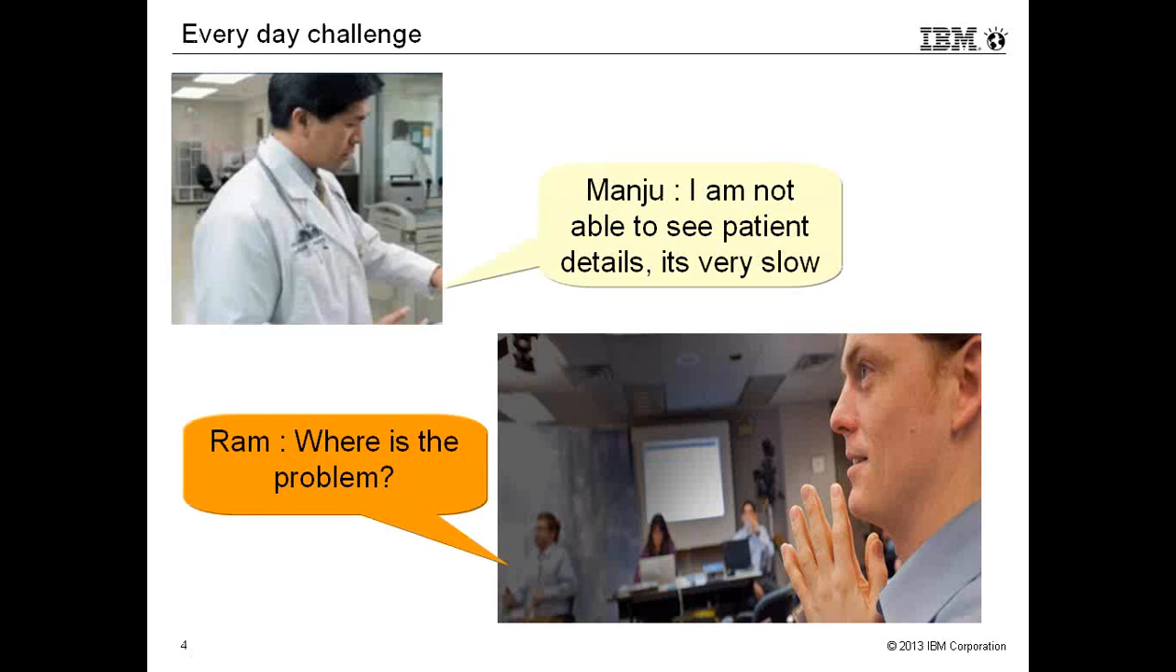For most of you, it may not be a surprise when you get a call saying, hey, I'm not able to access an application. In this example specifically, let's take a use case. Manju is the doctor. He is trying to retrieve patient data in a system, but it is very slow. And he complains about it to the customer service department. And Ram, who is the owner of this application, now needs to figure out what's going wrong.